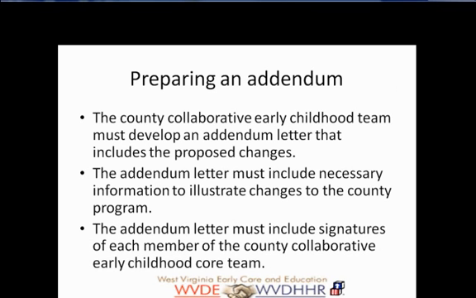So, preparing an addendum. And this is where we're going to ask for the county's feedback shortly. The County Collaborative Early Childhood team must develop an addendum letter that includes the proposed changes, of course. And like Janet said, we're talking about major structural changes. The addendum letter must include necessary information to illustrate changes to the county program. In other words, justification as to why this is a necessary change. And then the addendum letter must include signatures of each member of the core team. And depending on how your county is structured and the members that are involved, that would be those individuals.